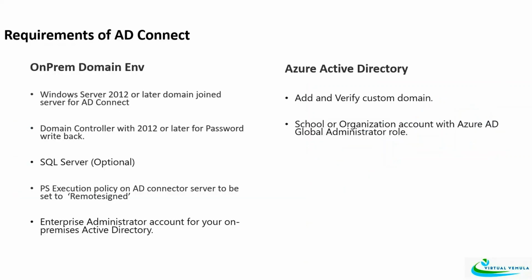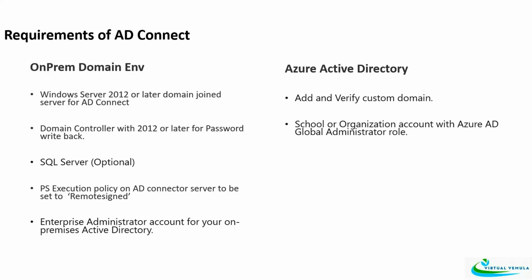Then what are the requirements if I want to set up this? What do I need to have on-premises? And what is the requirement on Azure Active Directory? On-premises, you need to set up a separate server, which is called the AD Connect server. You can name it as per your naming convention. And you need to have a domain controller, at least 2012 or later. In case we are using password writeback, it's always good to go with 2012 or later. And your AD Connect server can sit on 2012 or later as well.